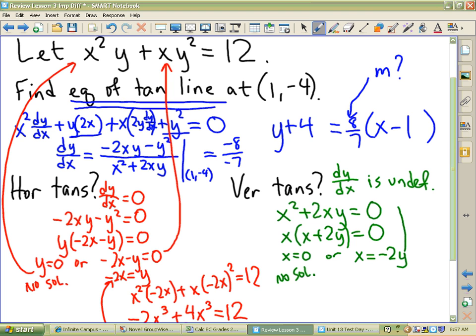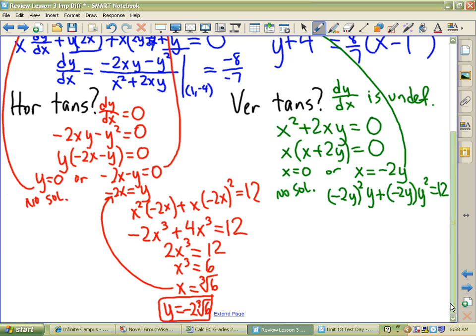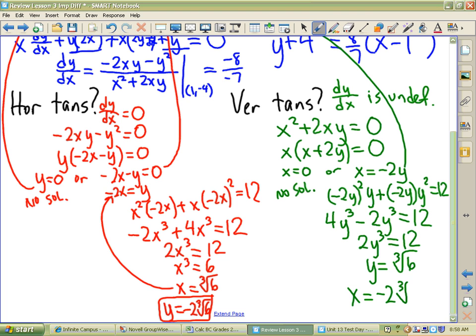We just have to substitute back into there. So let's see. X squared y plus x y squared is 12. Dare we tempt fate again? We dare tempt fate again, all you crazy folks at home. Negative 2y cubed is 12. So y is going to turn out to be the cube root of 6. What's the x that comes from that? Negative 2 cube root of 6.